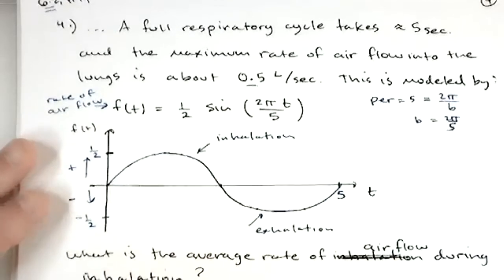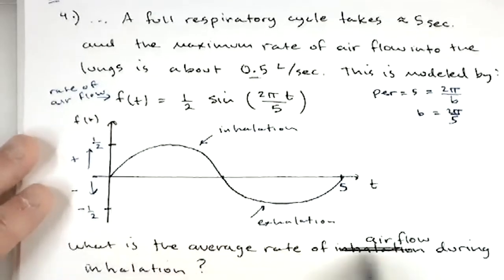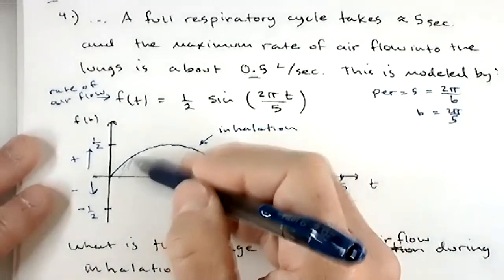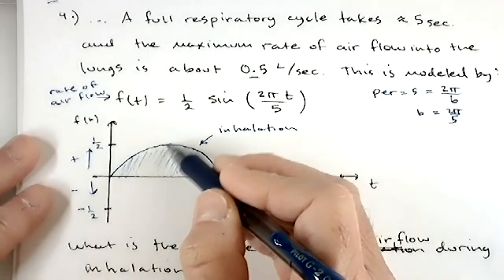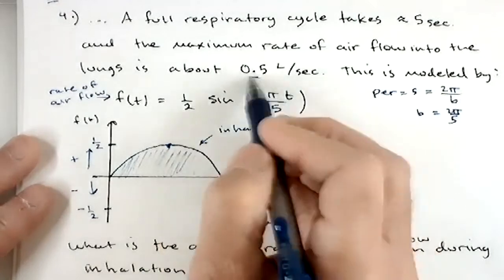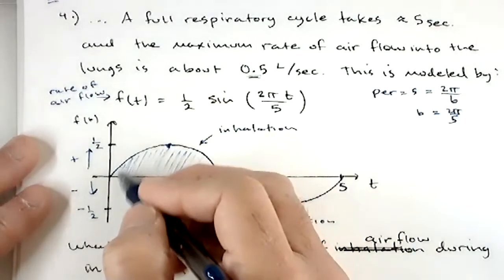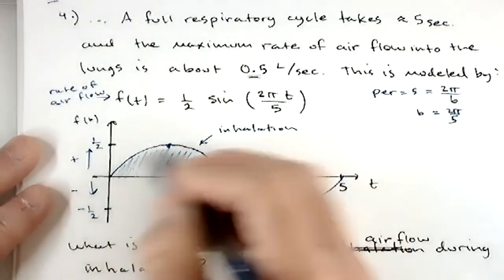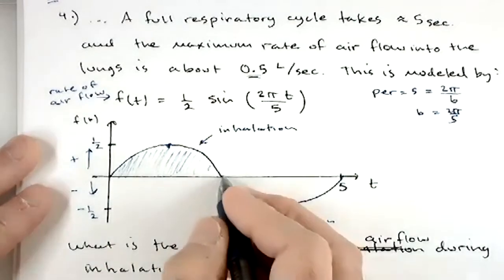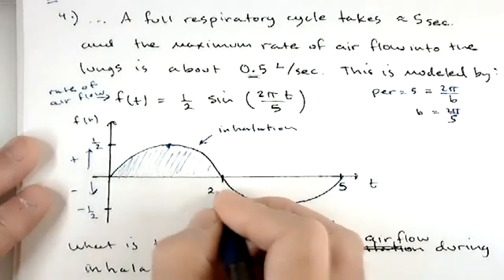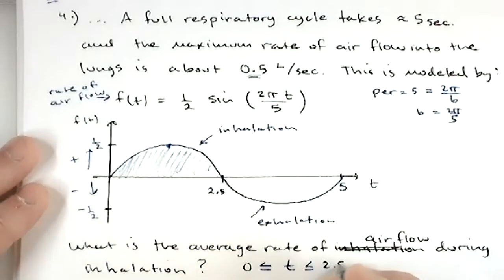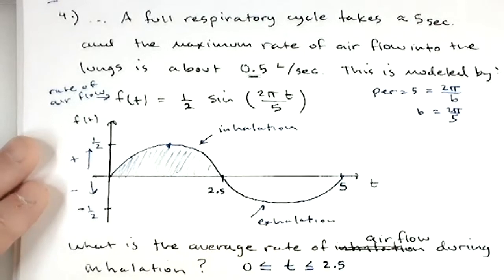Now, what they're asking for is, what is the average rate of airflow during the inhalation? So that would be right in here. We know at some point, right in the middle of your inhalation, is where you're hitting your maximum airflow rate. But as you start your inhalation and as you finish it, it's not at its peak. So the average rate of airflow during the inhalation corresponds to time being between 0 and 2.5, right? 0 and 2.5.